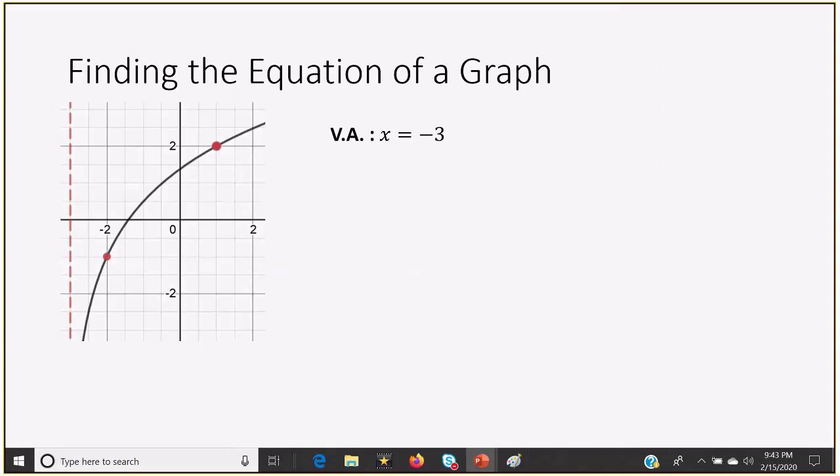And again, the grid's a little bit strange with this, but the vertical asymptote is at x equals -3. And I have some points. My points are at (-2, -1) and (1, 2).